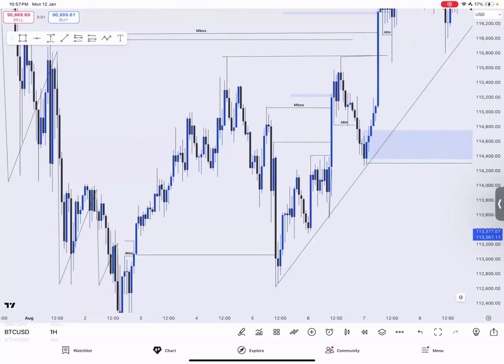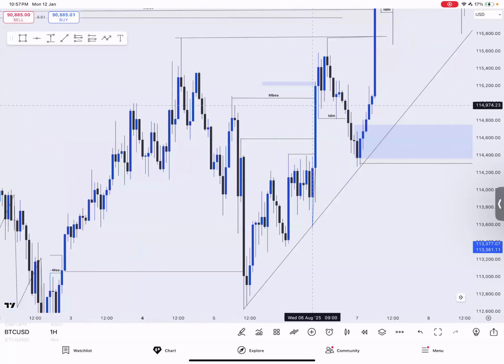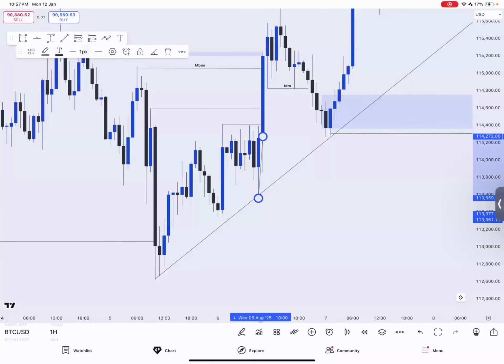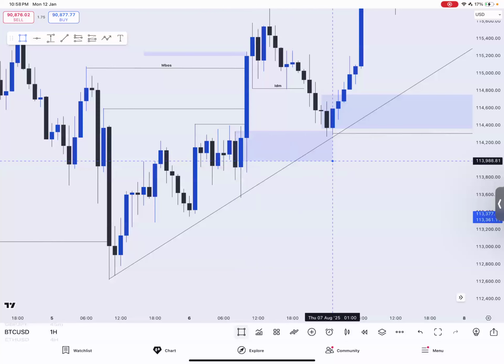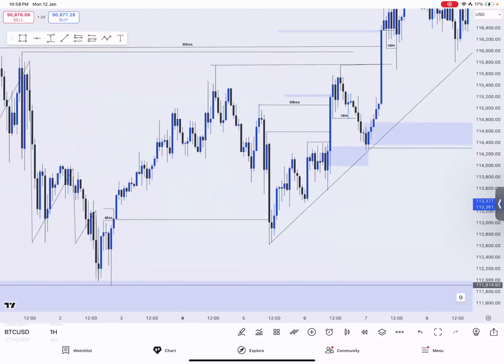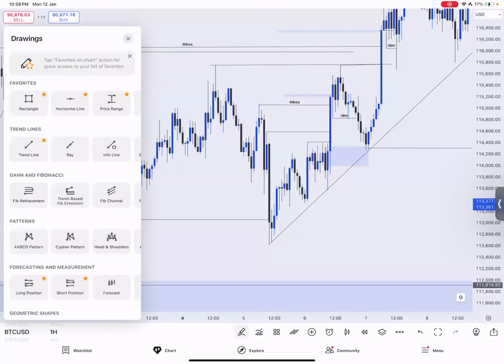Here, same thing. You mark out your MSS inducement. You look for the order block that is closest to the inducement, which is here. The candle wick is smaller than the body of the order block, so you mark your entry from the candle wick. So once price sweeps the inducement, we go to the order block that is closest to the inducement, which is here.